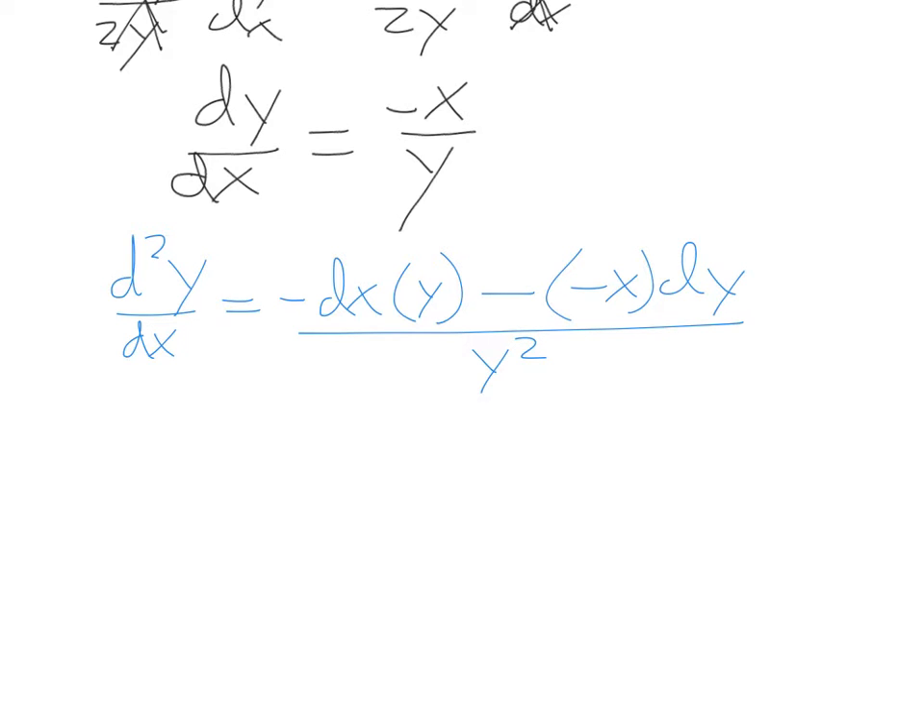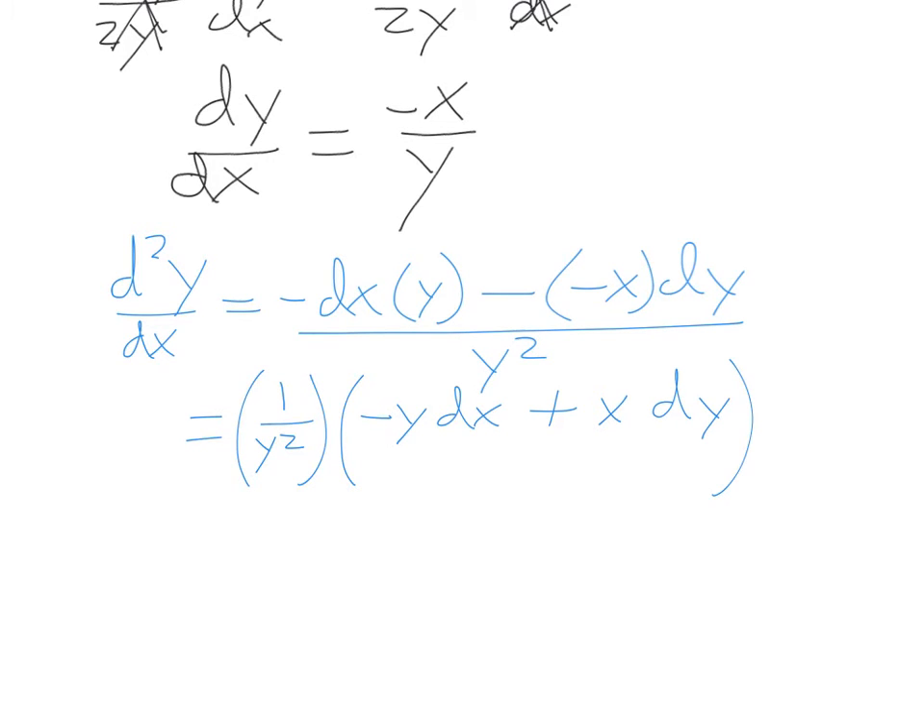Okay. Now, to simplify this, it may be easier for you to think of this as 1 over y squared multiplied by. So let me just rewrite this in a way that maybe makes a little bit more sense for you. And that's a double negative, so that turns into plus x dy. So remember, I need to divide by dx on both sides. I guess I'll go ahead and copy this down.